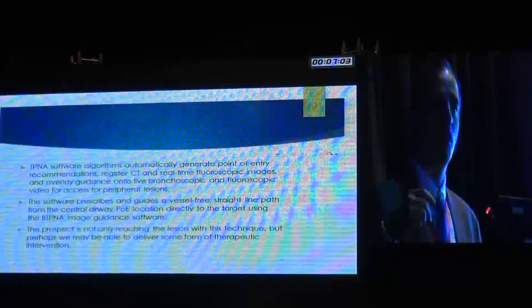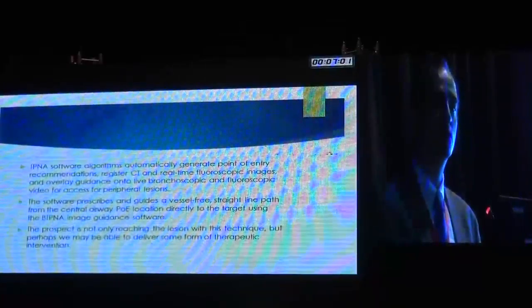The authors also suggest that this prospect is not only reaching the lesion, but also maybe applying a therapeutic procedure towards this lesion, to diagnose maybe by ROSE and get rid of the lesion in the same setting. But this is all concept theory.